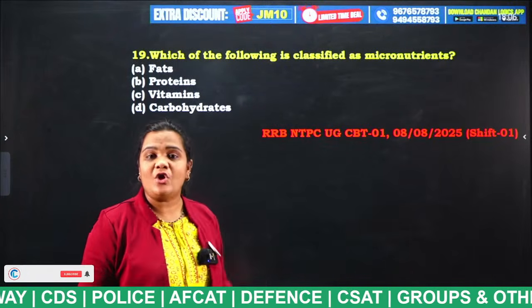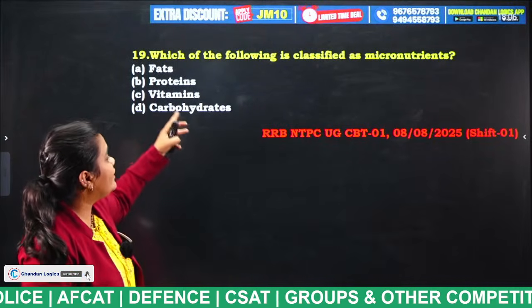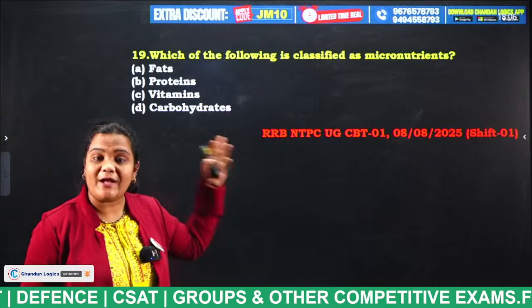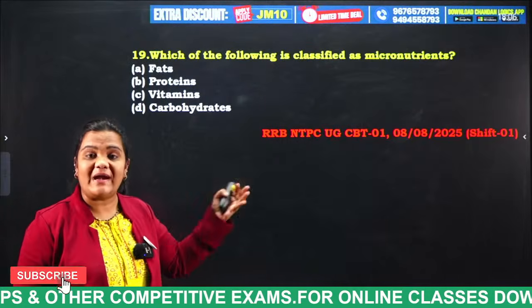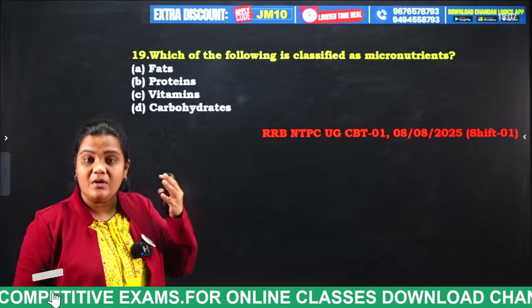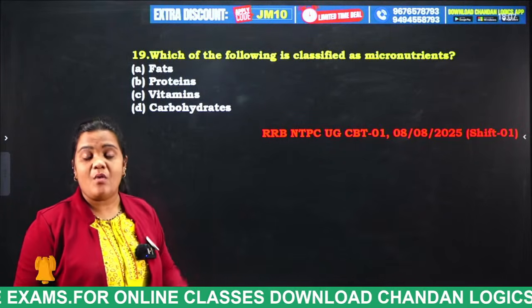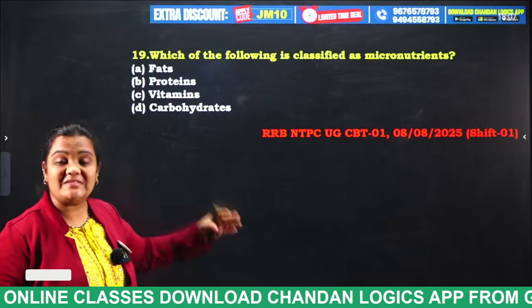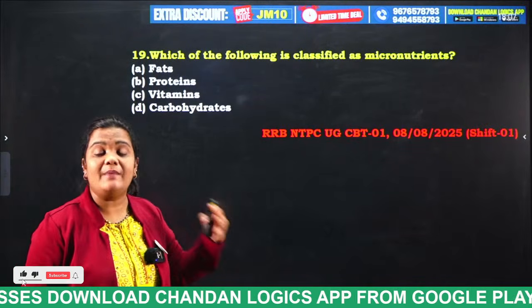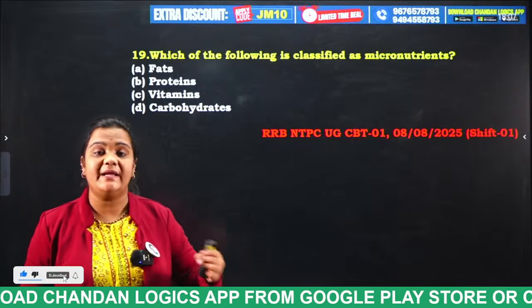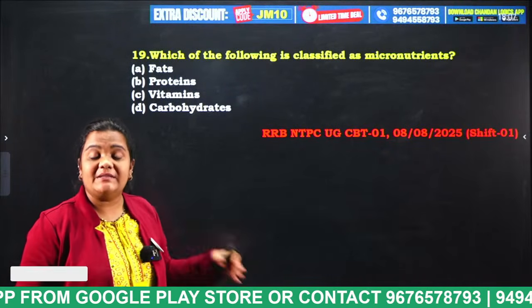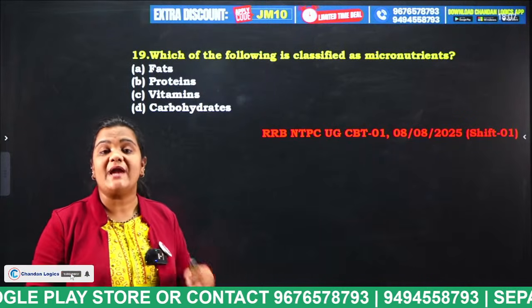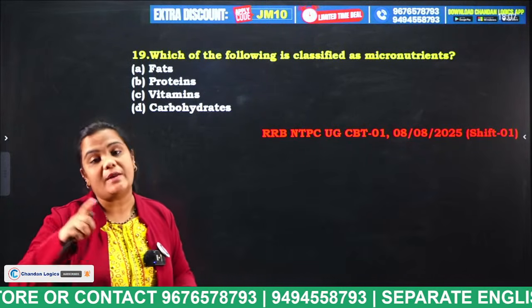So in the given options, carbohydrates, proteins and fats are macronutrients. Why? Because we have to take carbohydrates, fats and proteins in larger quantities. Carbohydrates will give us energy, proteins will help with body development or building purposes and for secreting hormones, and fats will help with giving energy and also absorbing fat soluble vitamins.